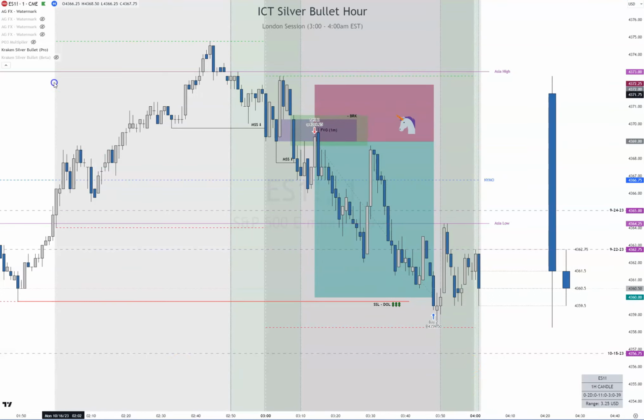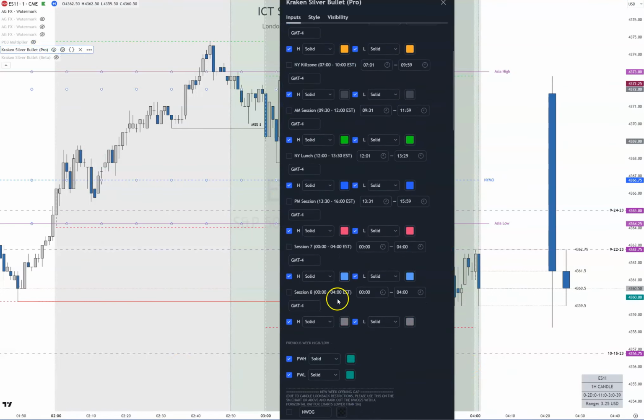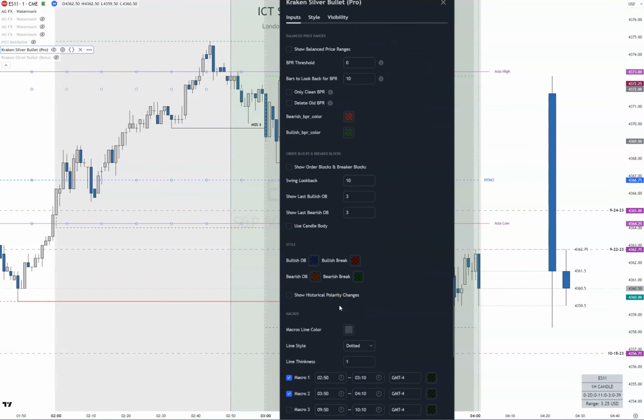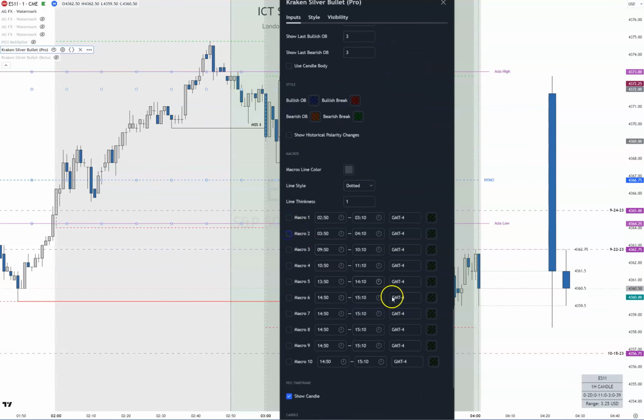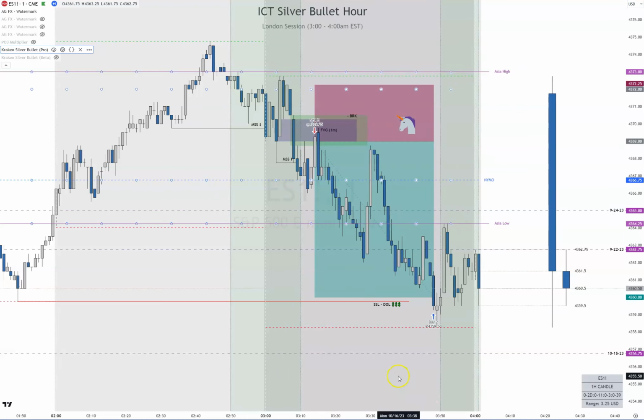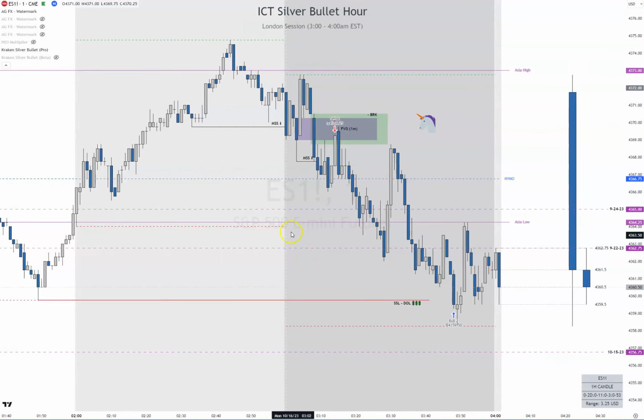All right, so let's turn off a few things here that are just a little in the way. Let's go down to get the macros off, because those are kind of hard to see things. Okay. All right, so let's recap here.